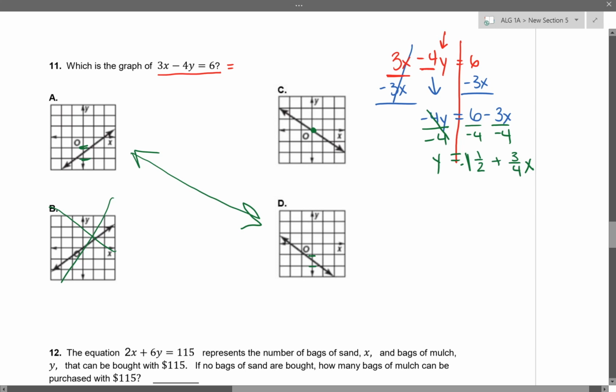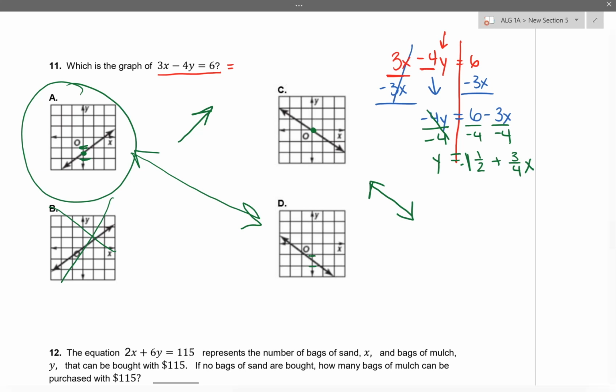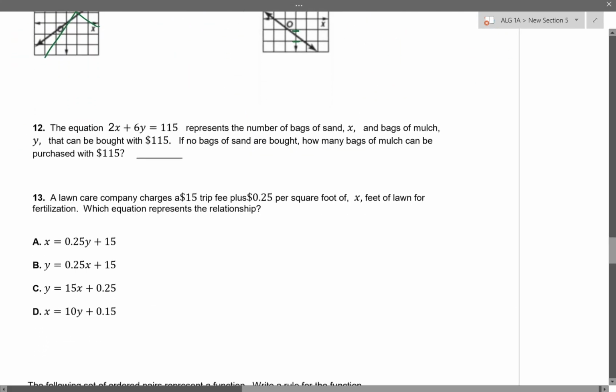So the next thing we need to look for is my slope. So from this point right here, my slope is positive. So positive lines look like this. Negative lines look like this. So my slope is positive, therefore A is my correct answer. That's more of a harder question for this unit because we haven't learned this, so it's okay. Let's move on to number 12.